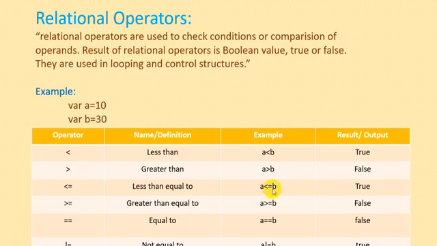A less than equal to B means you are checking two things: either it can be less than or it can be equal to. That's why it's called less than equal to. In the same way, greater than equal to means either it can be greater than or it can be equal to. We will see this by using some examples.